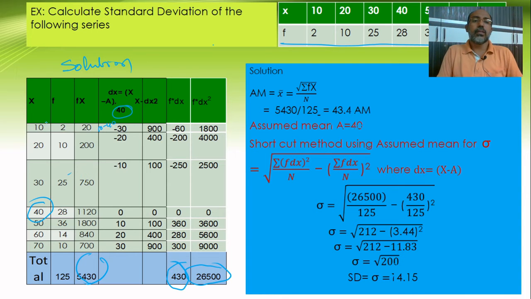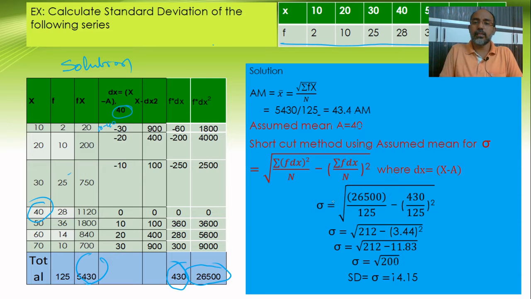So first, for this table, you have to write down the formula whenever you are attempting the question. So I have written down this one formula: the square root of sigma f dx square divided by n minus (sigma f dx by n) power 2, where dx is equal to x minus a. Dx is equal to x minus a, right?